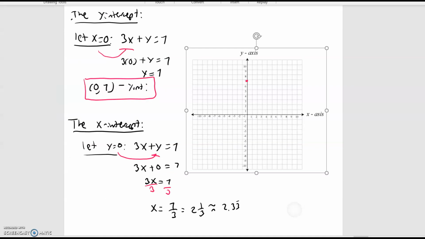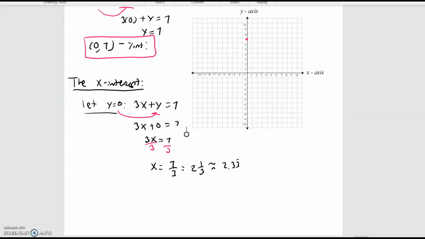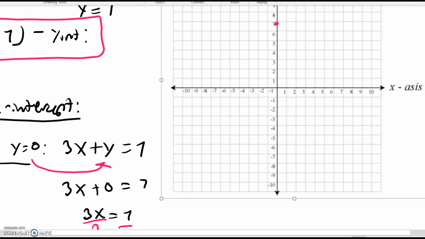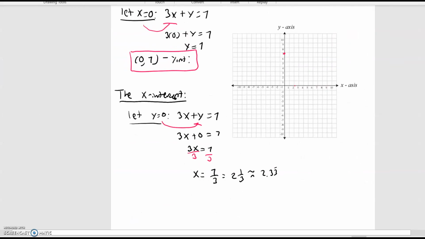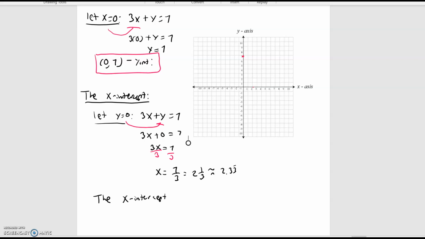So in this case, we're looking at 2 and a little bit, which is here. That's not really the point, but I'm just going to place it here. It's the closest. And let me write the x-intercept. Our x-intercept happens to be 7/3, comma 0.